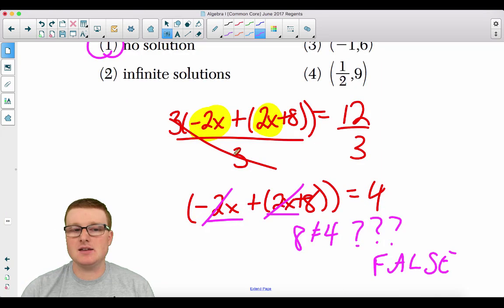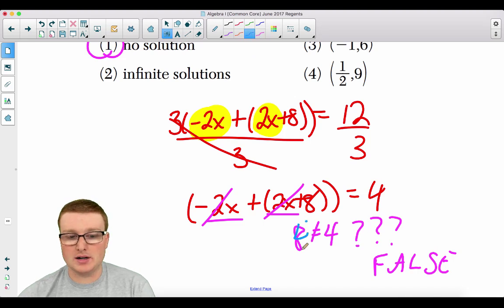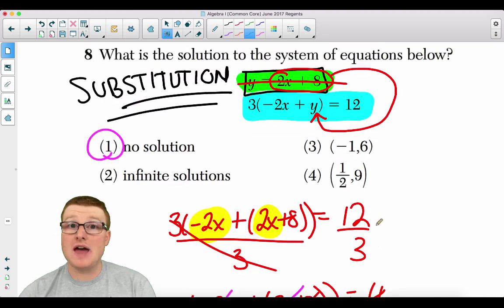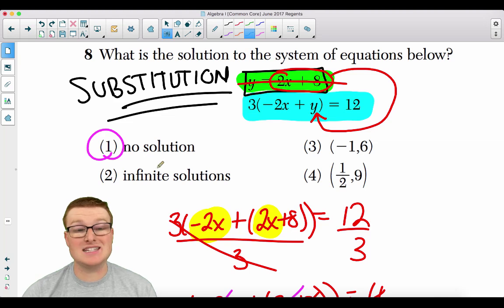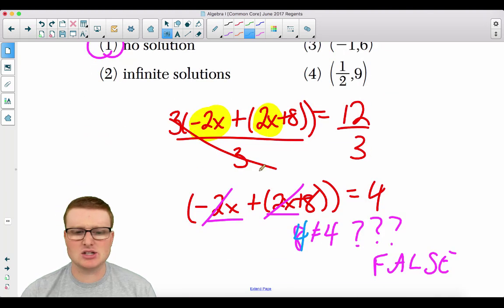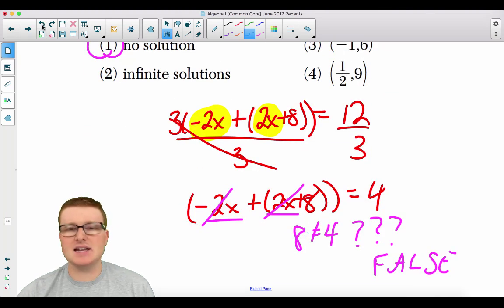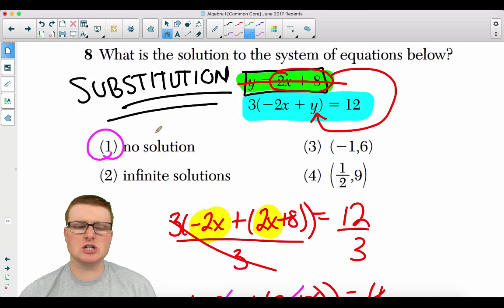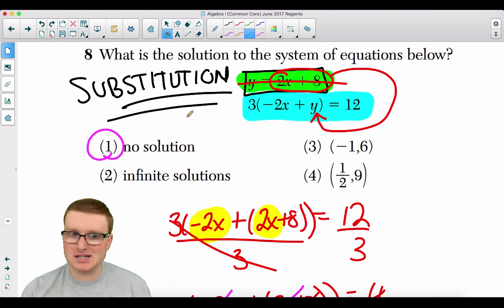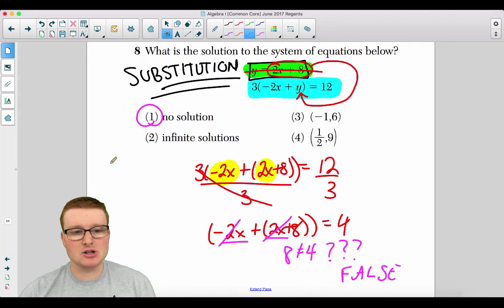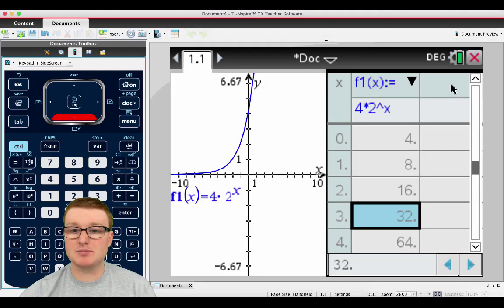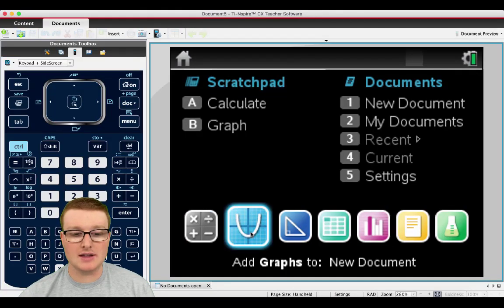Now, let's just say, hypothetically speaking, that this 8 was the number 4 is equal to 4. Well, then that would mean, ladies and gentlemen, that would tell you it's infinite solutions. But that's not the answer because we have 8. 8 is not equal to 4. That is false information. We're given no solution. Pretty simple with that. Now, I'm going to, of course, show you how to do it on the calculator. It's actually a pretty neat tool on the calculator.